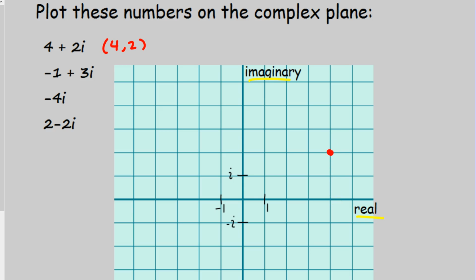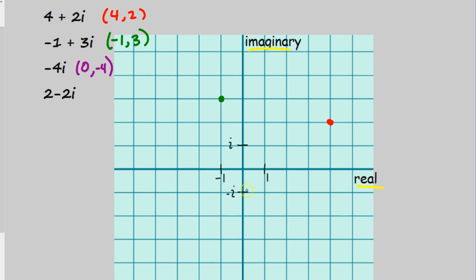And if you wanted to plot the number -1 plus 3i, then you could think of that as the point (-1, 3). If you had something like -4i, think of that as (0, -4). So it's purely imaginary, and there it is just on the imaginary axis. So any purely imaginary number would fall on the imaginary axis. And then 2 minus 2i, think of that as (2, -2). Okay, so rather than these numbers being on a number line, they're on a number plane.